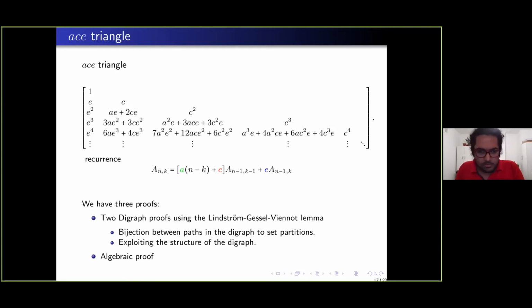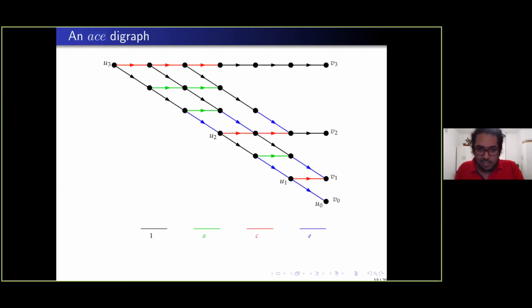And I will quickly show you what the digraph is. So this is the digraph, and how much time do I have, if I may know? About 3 minutes. Okay, great.